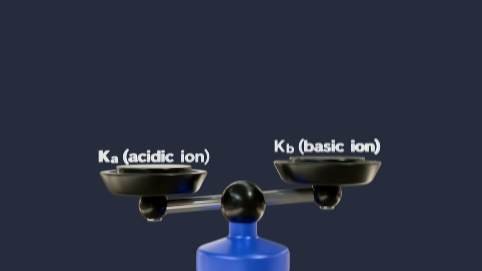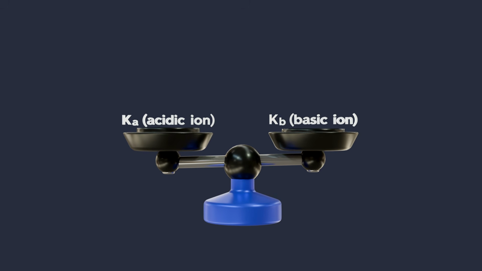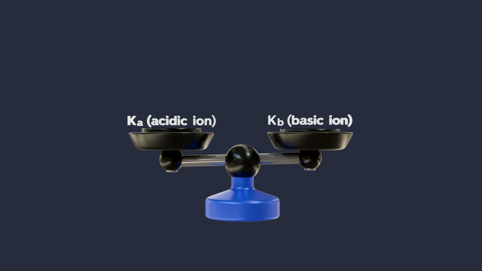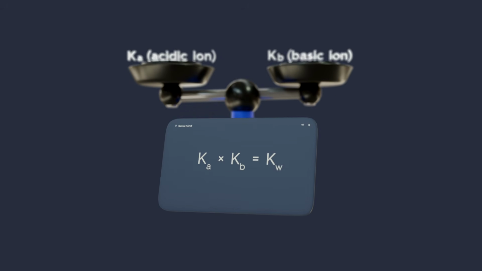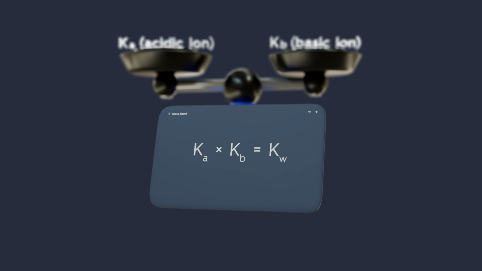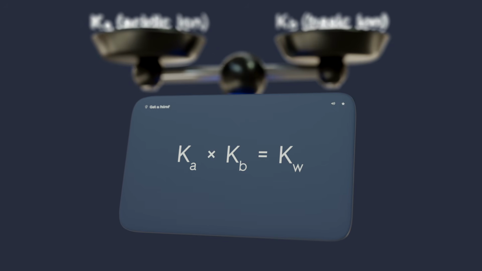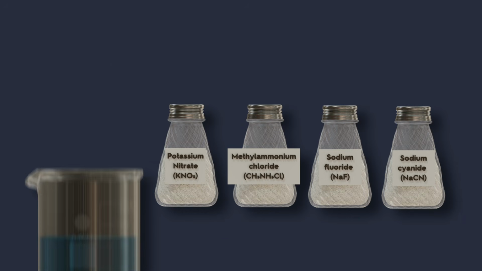So how can we compare all these acidic and basic ions at once? Worry not, as a useful relationship ties it all together. Ka times Kb equals Kw. If you know the dissociation constant for a weak acid, you can get the basicity of its conjugate base, and vice versa. With all that we learned, it's now time to reveal the pop quiz.